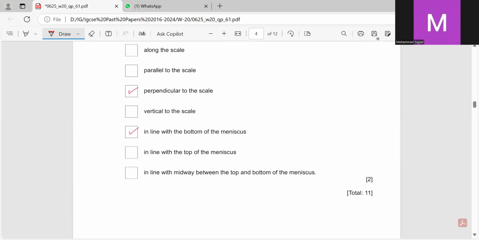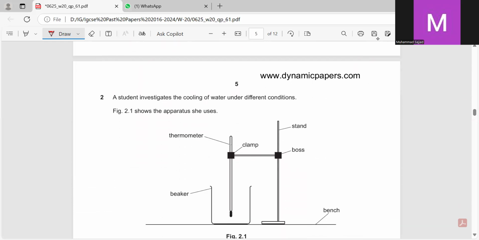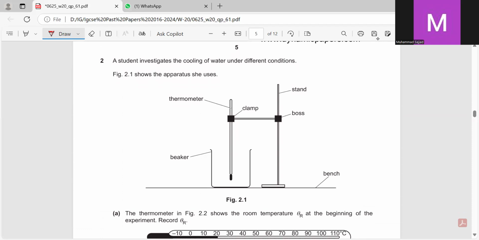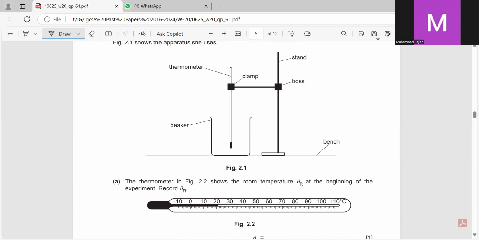Measuring cylinder. Now my dear friends, let's move to question number 2, that is about thermal physics. And in our usual question, a student investigates the cooling of water under different conditions. Figure 2.1 shows the apparatus she uses. The thermometer in figure 2.2 shows the room temperature theta R at the beginning of the experiment. Record theta R.